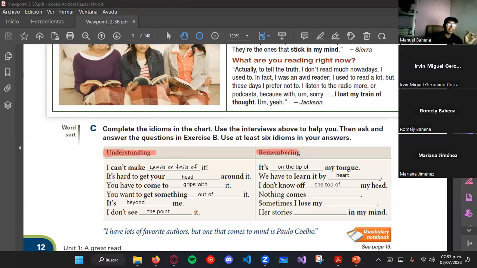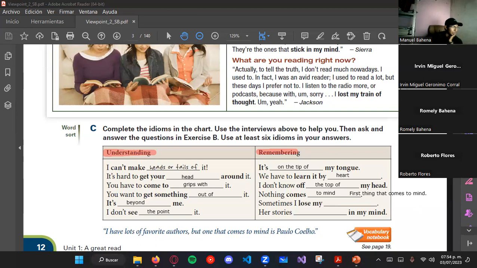Then it says, nothing comes to mind. To mind. Exactly. Which means no se me viene nada a la mente, nada se me viene a la mente. Also, también, we can use this one. Because here it's in a negative way. Aquí está de una forma negativa, but we can also use this expression.